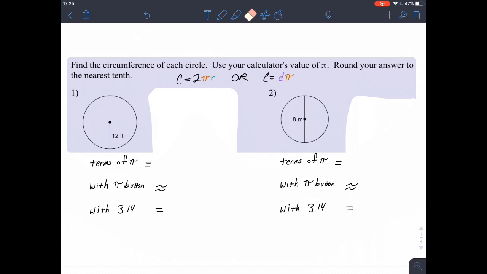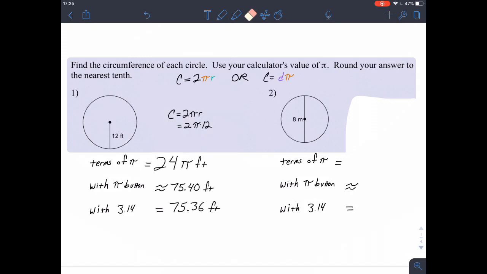One of those is in terms of pi. If your answer is supposed to be written in terms of pi, you multiply all of the numbers in your problem, and you leave pi alone as if it were a variable. And you write down what you got when you multiplied your numbers like a coefficient. So I could do 2 times 12 is 24, and leave it next to pi to show that it still needs to be multiplied by pi. That is our answer in terms of pi.